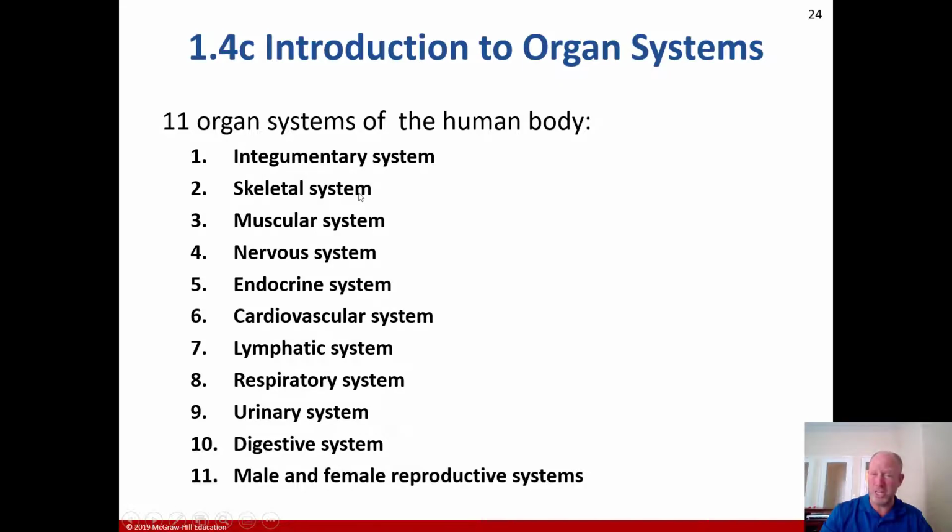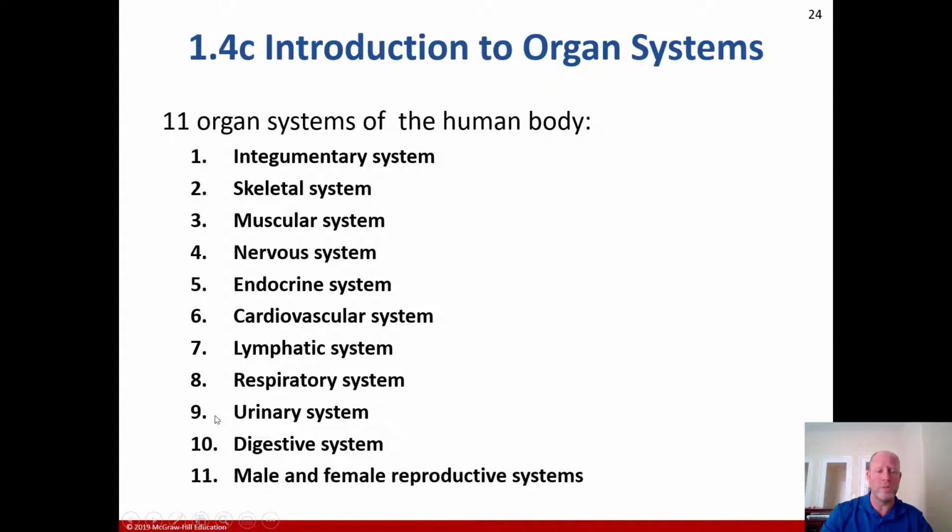Skeletal system is actually 3 chapters. Muscular system is a couple chapters. Nervous system, there's 5 chapters. That's how much is going on in the nervous system for us. Endocrine system will probably be the first chapter covered in the second semester, so after the midwinter break or the winter break, right? And then the cardiovascular system has a couple chapters, 2 or 3 chapters, I believe.